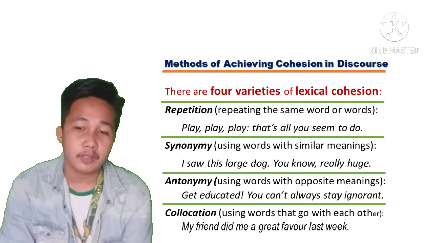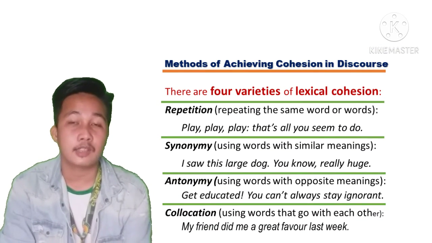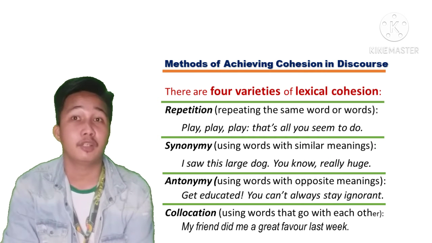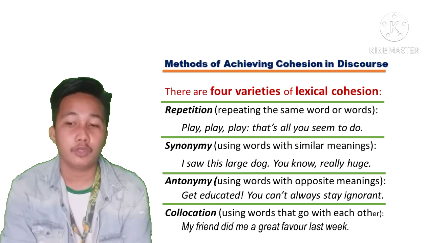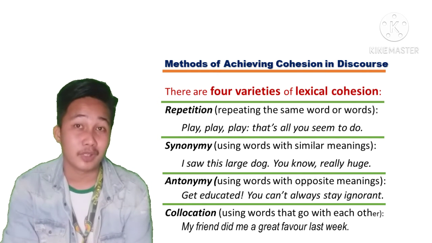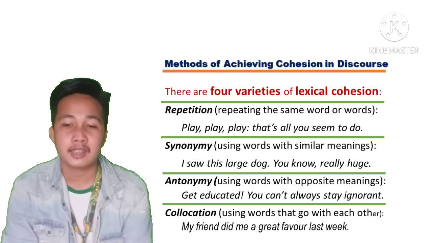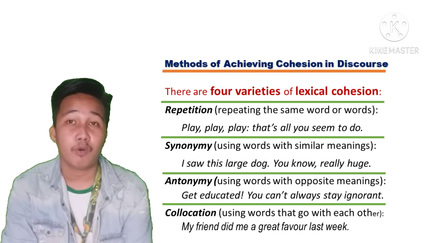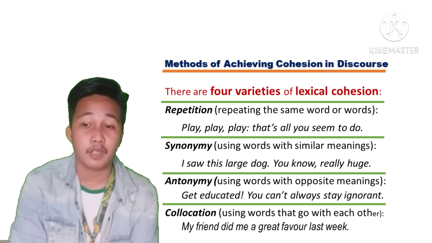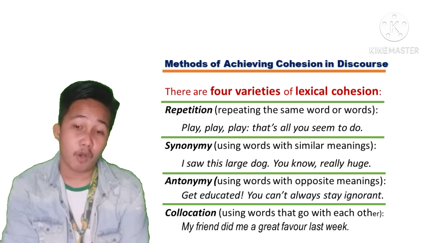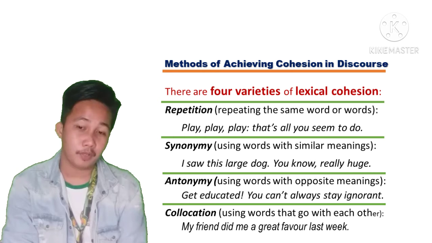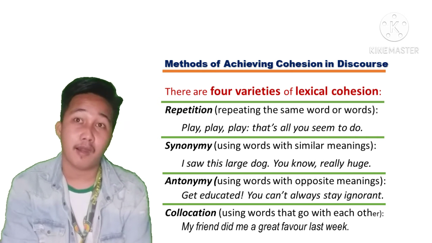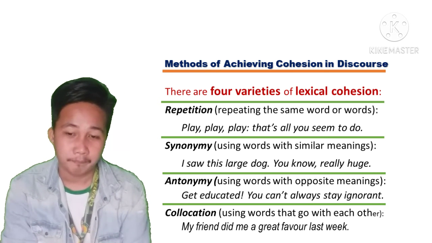Number 1 under its 4 varieties is repetition. Basically, repeated words. For instance, play, play, play. That's all you seem to do. So play, play, play are the repeated words. The second one is synonymy, or synonyms, using similar meanings. So I saw this large dog, really huge. So large and huge are synonyms.